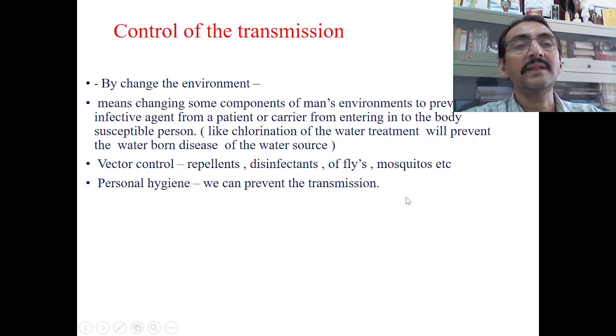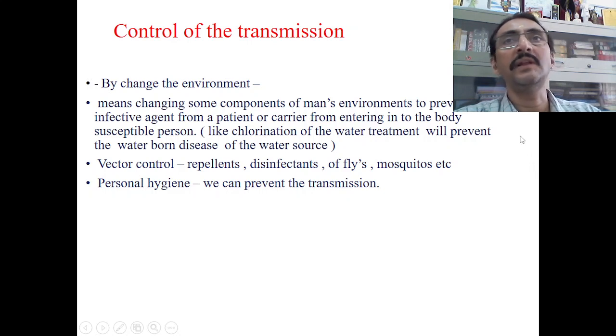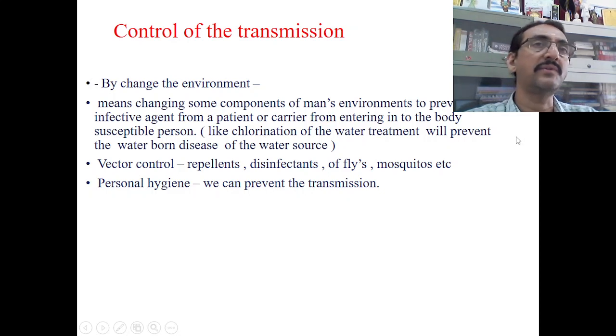Another is the control of the vector. Vector control can be achieved by means of repellents or disinfectants for the flies and mosquitoes, or fogging, etc. So that's about vector control. Vector control can also be achieved by not allowing the water to stagnate, so cleaning the coolers and like that. So, the prevention of the accumulation of stagnant water, especially in the rainy season, is one of the important issues.